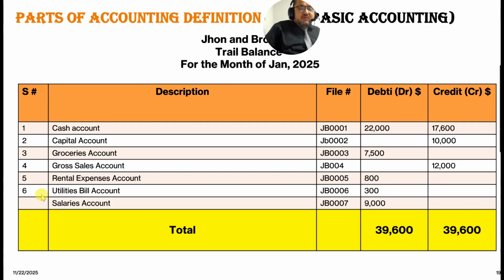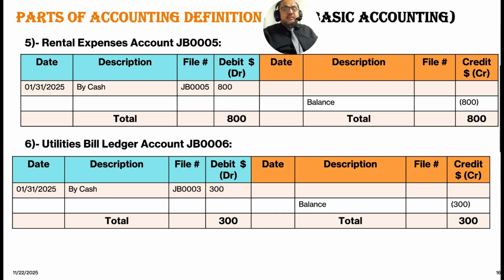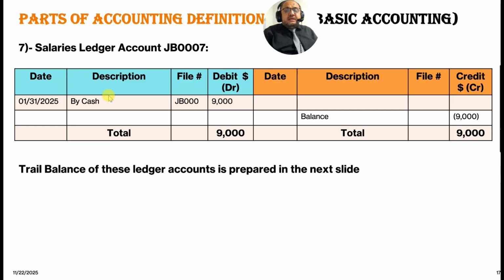And in the same way, salaries account, let me explain it there. Salaries at the end of each month, JB Brothers has to pay $9,000 to their workers or to their employees. How much? 9,000. By what? Which source? By cash. He is paying cash.